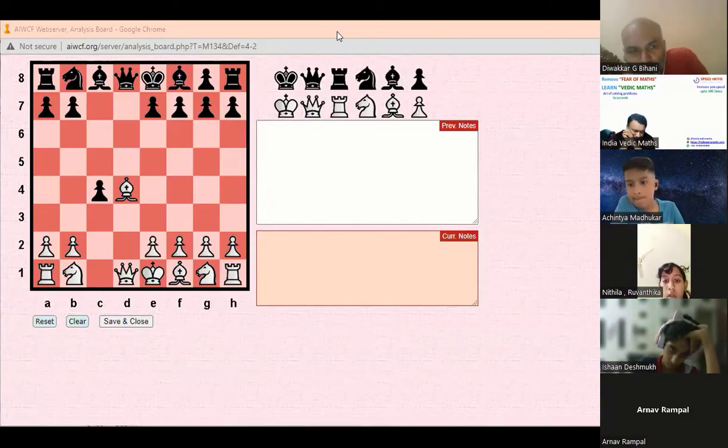Ishan, welcome. We are just learning chess notation first. So d5, no star. It has to be cross. No star, Nitila. Ruvantika. It has to be cross.